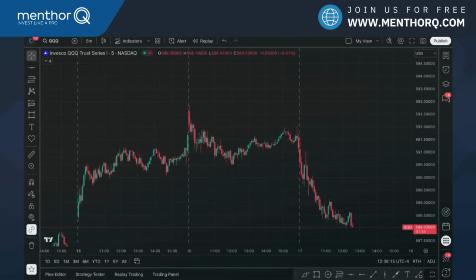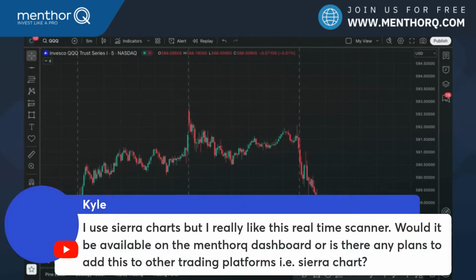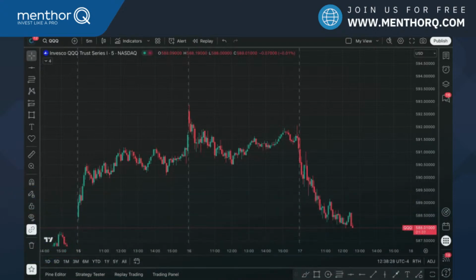Another question: I use Sierra Chart, but I really like this real-time scanner. Would it be available on the MenthorQ dashboard? Right now it's going to be available on TradingView. You can already set up alerts in Sierra Chart, so you can actually do exactly the same. In NinjaTrader, we do have alerting capabilities. In TradingView there will be, and depending on the trading platform, we will have that capability for sure.